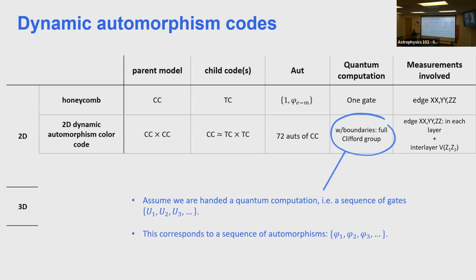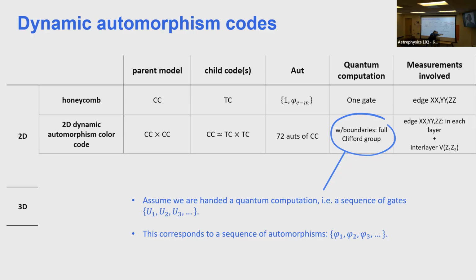Okay, so now just to repeat the concept of quantum computation with these codes. If I have a working dynamic automorphism code and we want to do quantum computation with it, we can express the computation as a sequence of gates, using a fixed basis of Clifford gates. That gives me a sequence of gates U1, U2, U3, which is the input data into my dynamic automorphism code. Next, there is a map between gates and automorphisms, so I can express each gate as an automorphism.